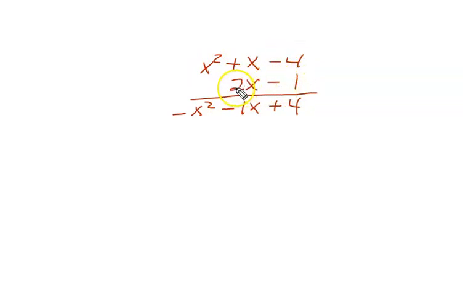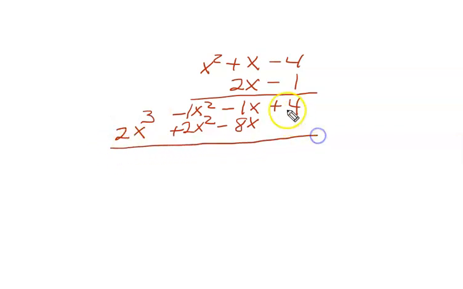Now when I multiply the 2x by this, notice the signs. A negative times a positive gives me a -8x. This will give me a positive, and I can put a 1 there too, 2x². And then 2x times this gives me a positive 2x cubed. And the key to all of this is put them in the like term columns. That helps organize.